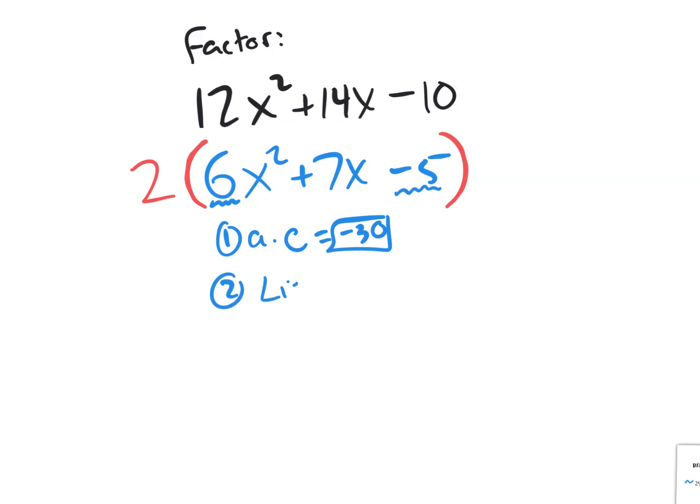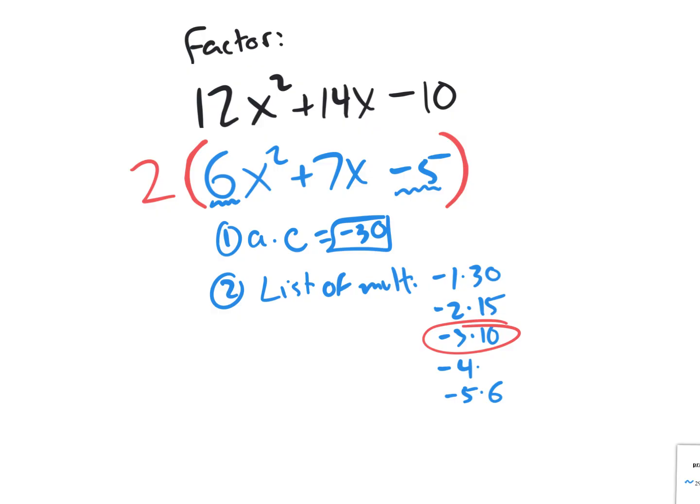Step 2 is to make a list of multiples of that number, -30. So -1 times 30, -2 times 15, -3 times 10, -4 doesn't work, -5 times 6. Those are all the possible multiplication combinations, besides changing signs, that will give you -30 as an answer. Now, what do we do from here? We start combining 30 and -1. That's a 29. This middle term is not a 29. 15 take away 2 is 13. That's not 13. 10 take away 3 is 7. That is a 7. We don't have to change anything. This is what we want, the -3 and the 10.